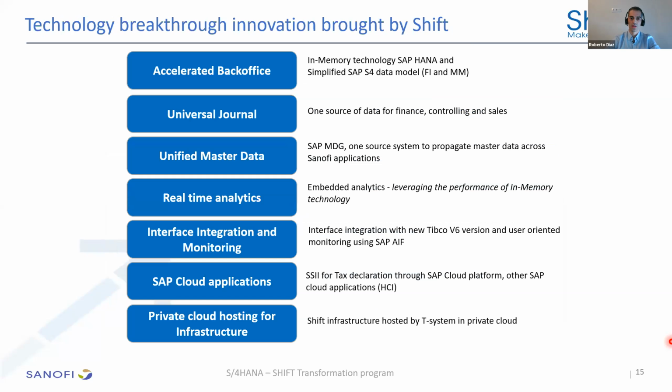The technology breakthrough brought by SHIFT is, 1, accelerated back office with the in-memory technology brought by SAP HANA and the simplified S/4 data model. 2, one source of data for finance, controlling, and sales. 3, unified master data through the SAP Master Data Governance solution. 4, real-time analytics, leveraging the in-memory technology. 5, interface integration and monitoring, SAP cloud applications and private cloud hosting for infrastructure. So we are in the T-Systems private cloud.